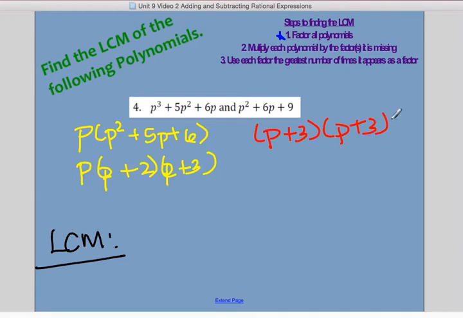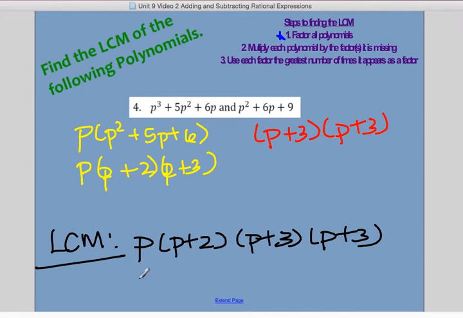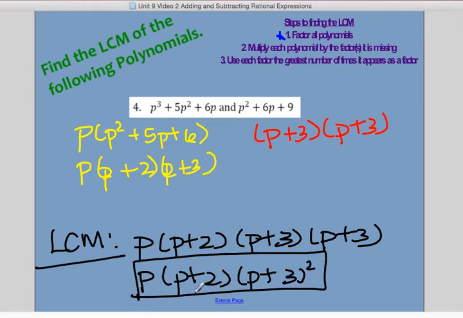There's 1 p here, no p's here, so a bigger number is just to write down 1. 1 p plus 2 here, no p plus 2, so I write down 1. 1 p plus 3, 2 p plus 3, so I write down 2. So there's my LCM. Another way it could be written, just so you can tell if I write it like this on the answer key, squared, right? Because there's 2 of them. So there's my LCM for example 4.